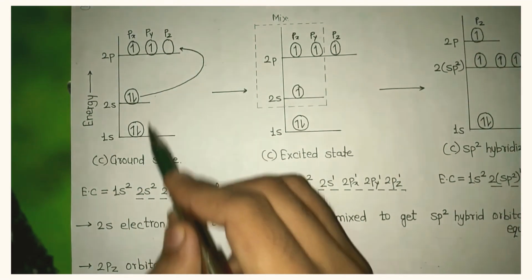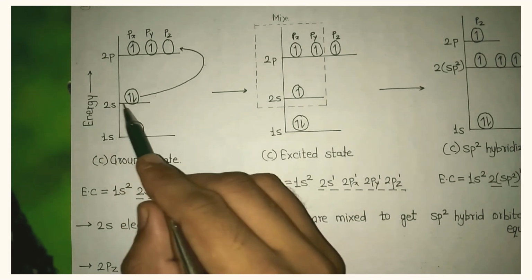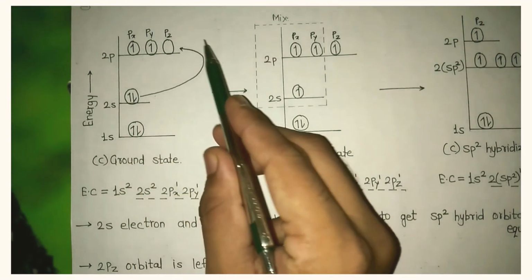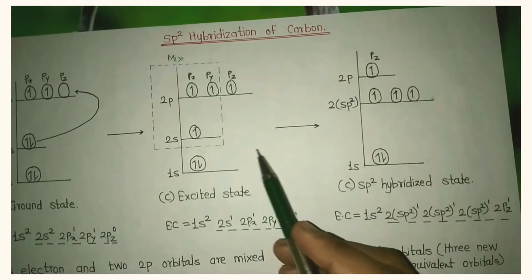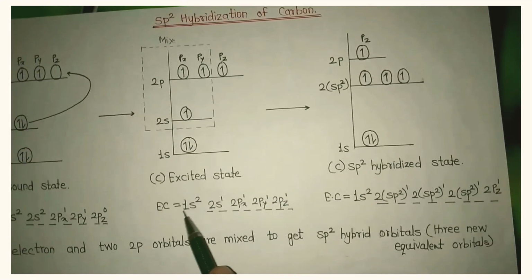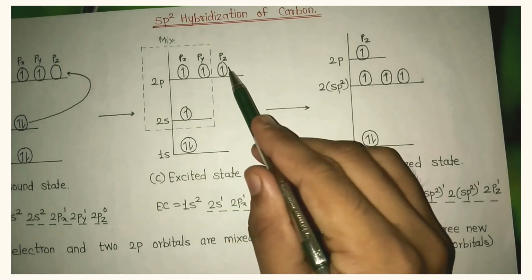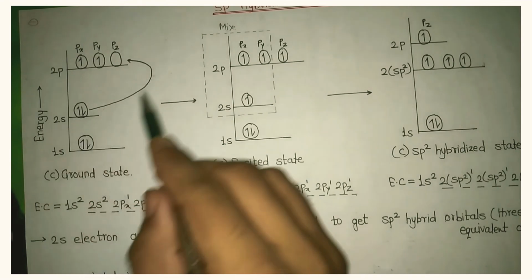But carbon forms four bonds, four sigma bonds. In the excited state, the 2s electron is promoted to pz. So the excited state electronic configuration is 1s2, 2s1, 2px1, 2py1 and 2pz1. This electron is promoted as shown in the figure.